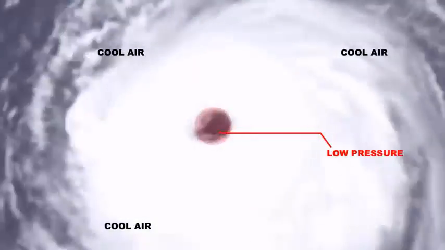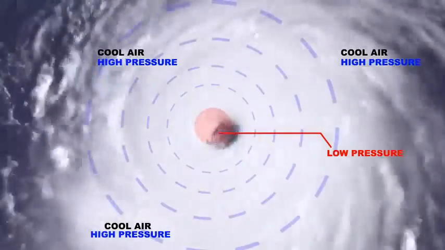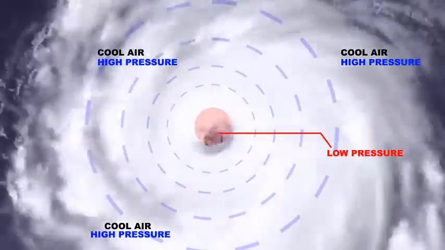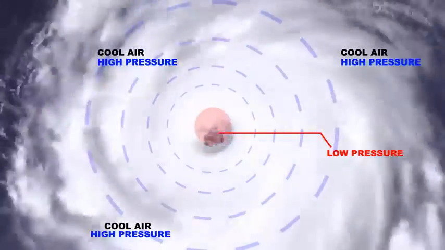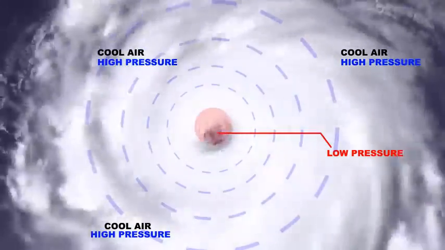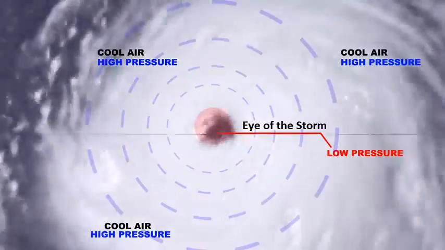When you look at the movement of a cyclone, at the center of every cyclone or hurricane, you will find an area of low pressure, which attracts the cool air. Since we know that air moves from high pressure area to low pressure area, that means the outer area of a cyclone consists of cool air coming from high pressure area, which surrounds the central low pressure area. This region is called the eye of the storm or center of the storm.